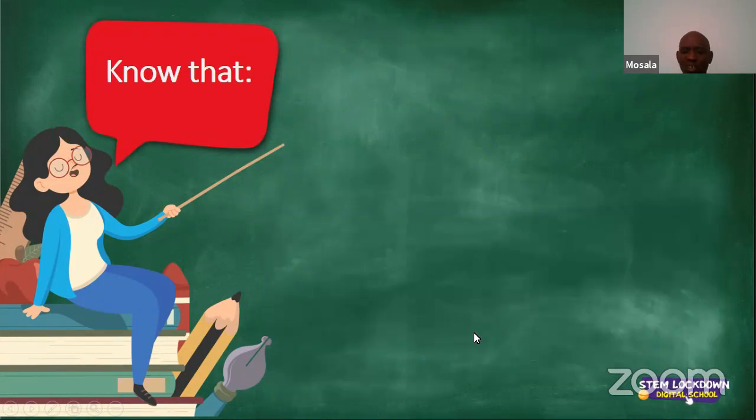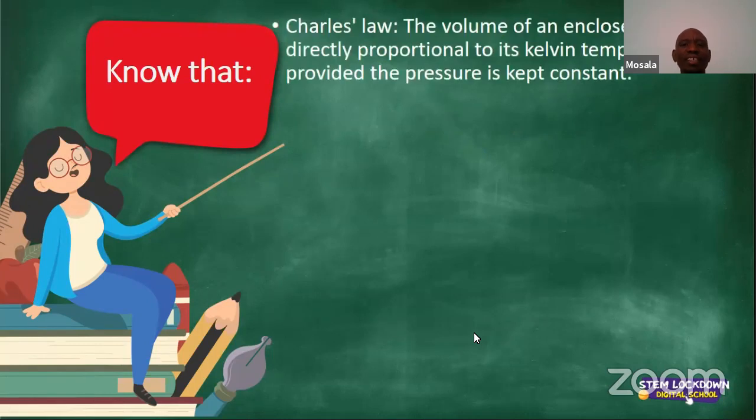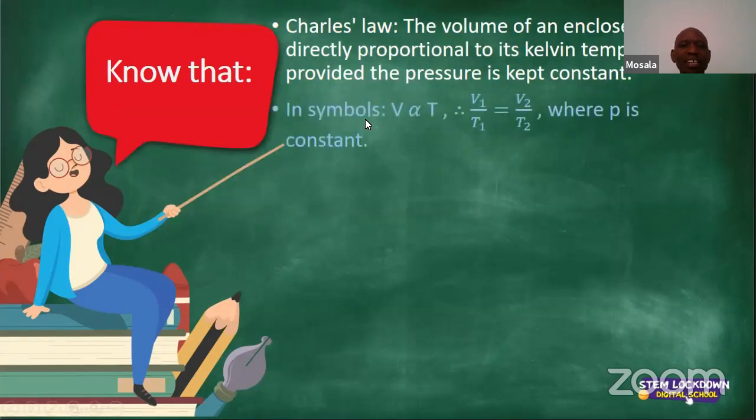Right, Charles's law. It says that the volume of an enclosed gas is directly proportional to its Kelvin temperature, provided the pressure is kept constant. So the volume of an enclosed gas is directly proportional to temperature in Kelvin scale, provided the pressure is kept constant. Right, so it means V is directly proportional to temperature, and therefore we can say V1 over T1 equals V2 over T2.